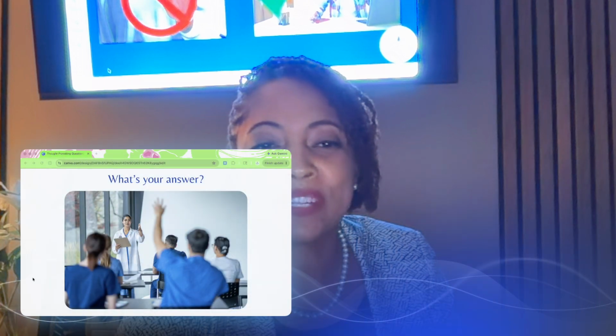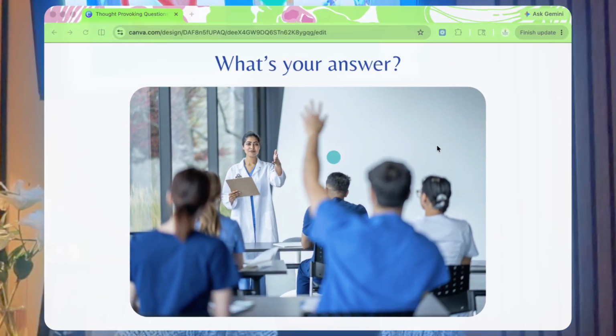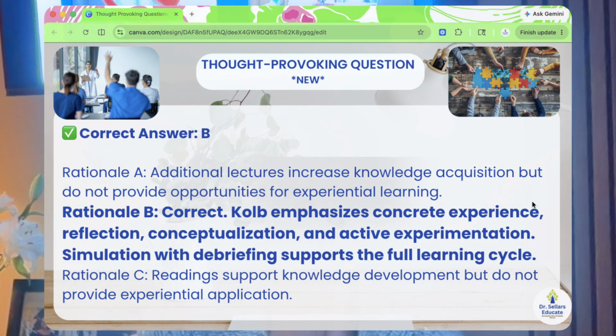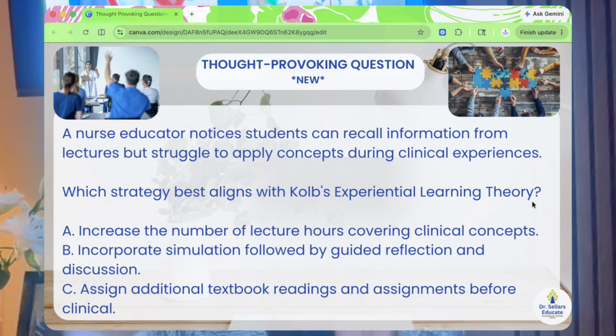All right, so let's take a look at our thought-provoking question, and then we will end our time together. Thank you all for giving us a little bit of extra time. All right, so what's your answer? So if you chose B, give yourself a round of applause. All right, so let's go back to the question just in case you forgot.